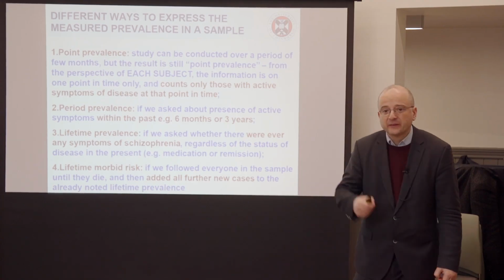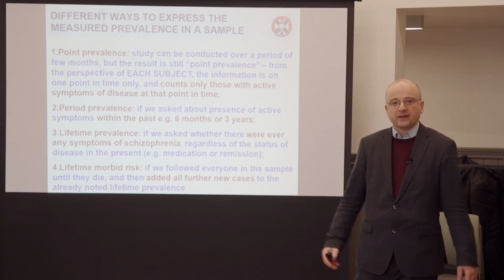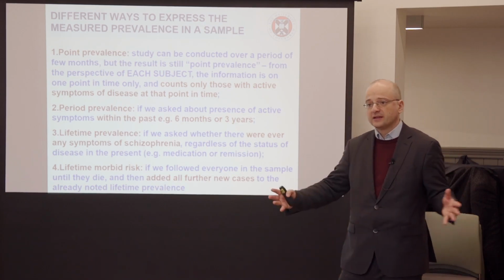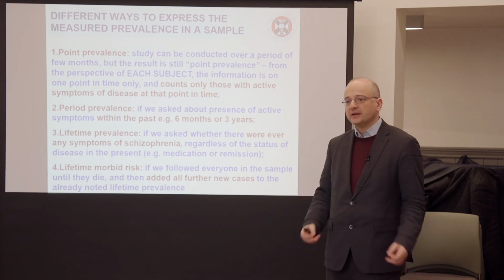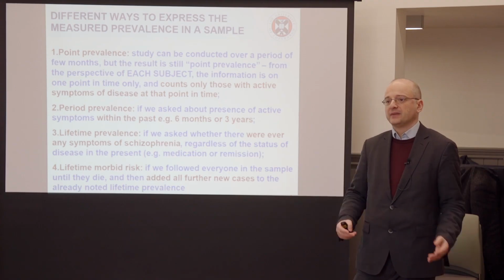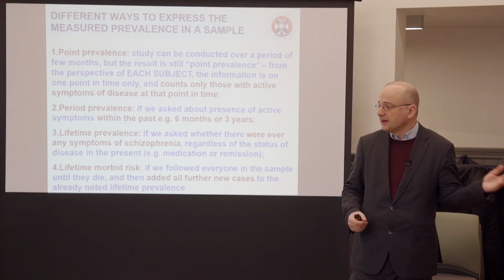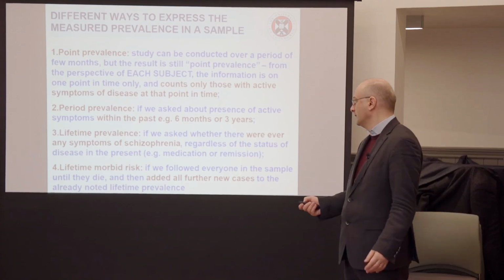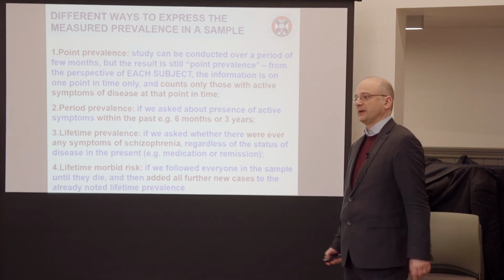And then there is third thing, which is a lifetime prevalence, you know. So lifetime prevalence is very interesting because you are interested whether ever in life people had schizophrenia, and that's a very useful information for you. So, you know, maybe they don't have it for the last 10 years, but they may have had it 10 years ago, right? So regardless of the status of the disease at present, that is a lifetime prevalence.